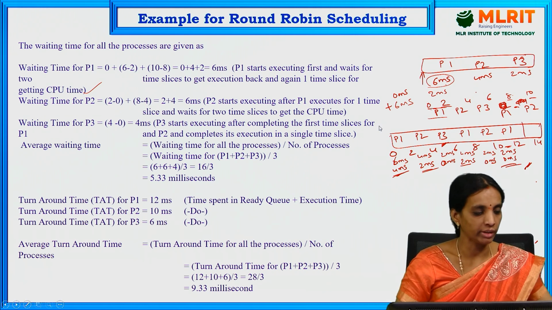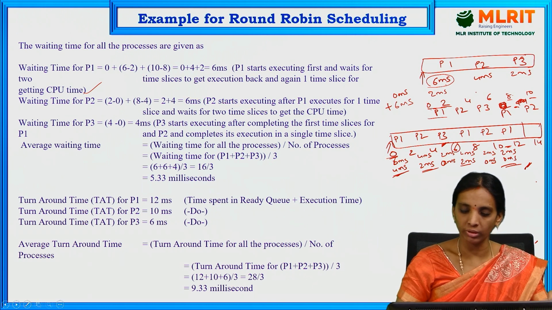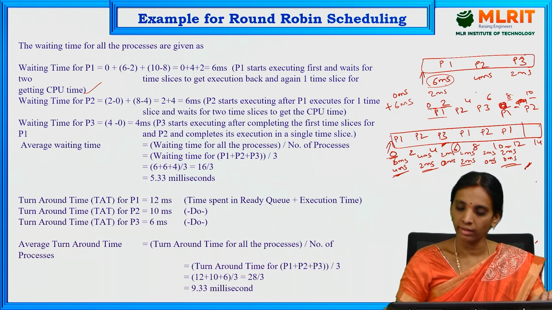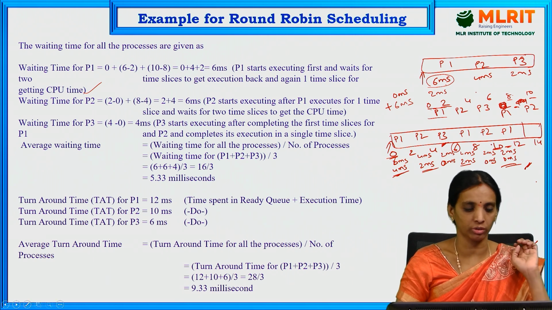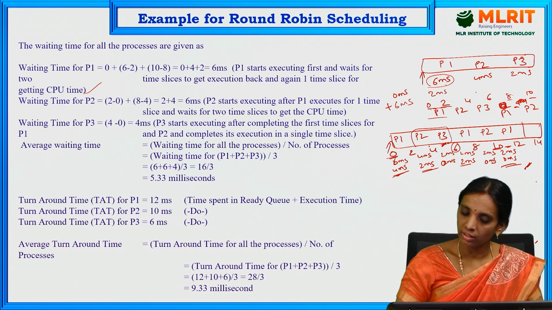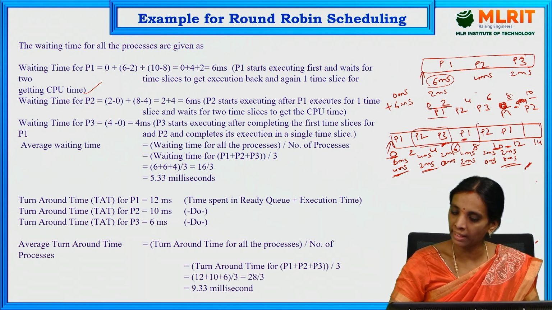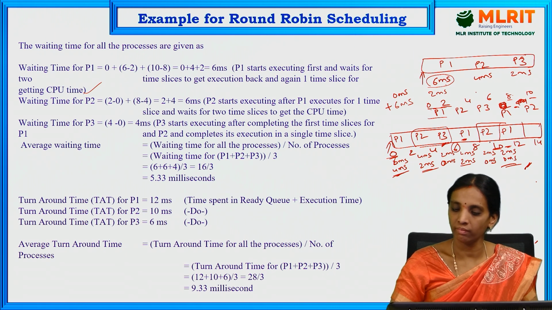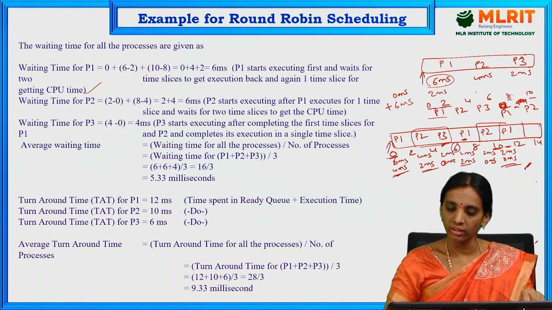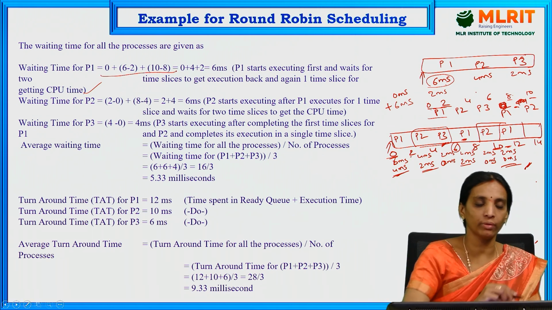So therefore what is the waiting time for P1? For P1 it enters at 0 milliseconds for the first slot, at 6 milliseconds is the second slot, at 10 milliseconds is the third slot. So here from 2 to 6 the P1 waiting time is there, and again its execution time. So from 8 to 10 this is the waiting time for P1. So therefore here 6 minus 2 and 10 minus 8. So this is the waiting time for process 1.